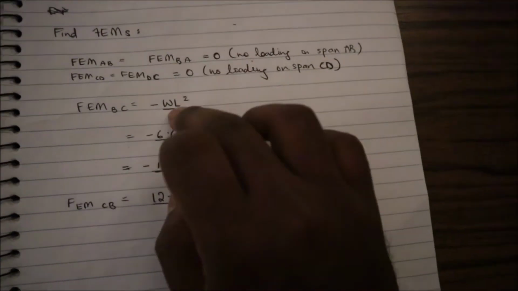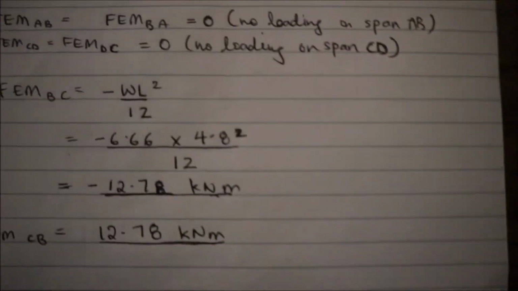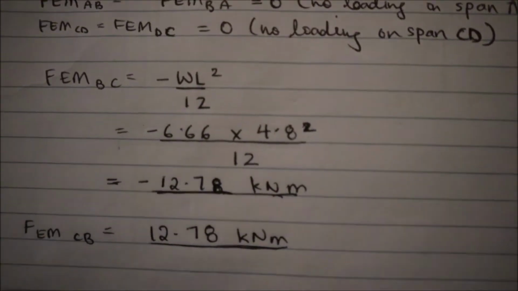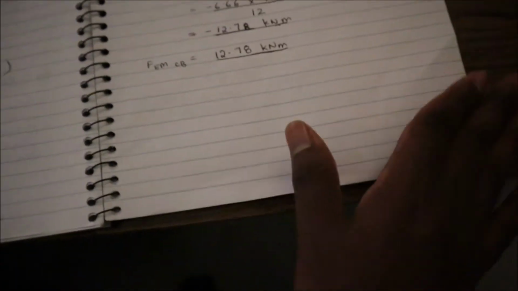Yeah, so that was 0 for AB, BA, CD, and DC. However, for BC, we do have a value. All right, so we use the formula negative WL squared over 12, and we got our answer as 12.78 kilonewton meter.